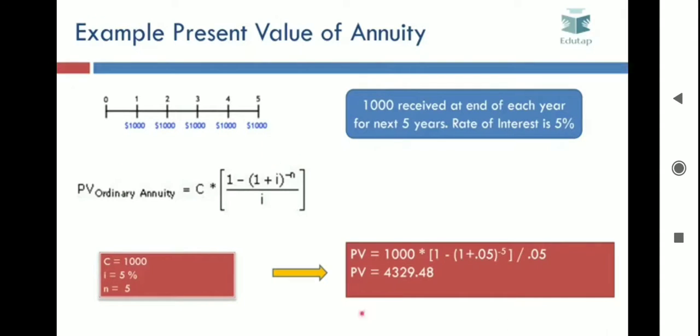When we put these values in this formula, we get PV equal to 1000, which is your cash flow, into 1 minus (1 plus 0.05, which is your rate of interest, or I) raised to the power minus 5, which is N, divided by 0.05, which is I. And you will get PV equal to 4329.48. You can also solve by yourselves and try to match your answer with our answer.